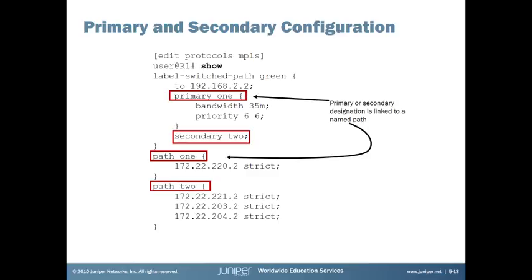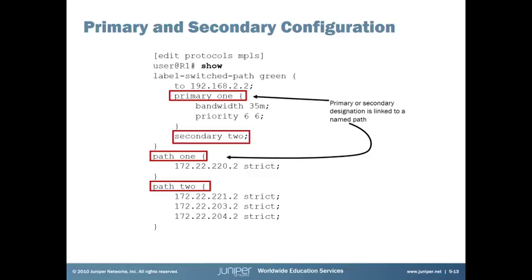Alright, here's the configuration for that. So we've got our latest switch path, switch path green, there's our egress there, 192.168.2.2. Primary path name is path 1. We specified a bandwidth of 35 meg on that path, and we've put a priority on that path. We'll get to priorities shortly and discover what that's all about.